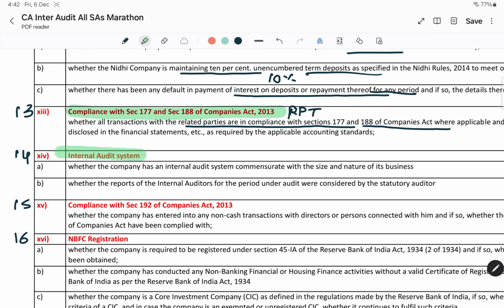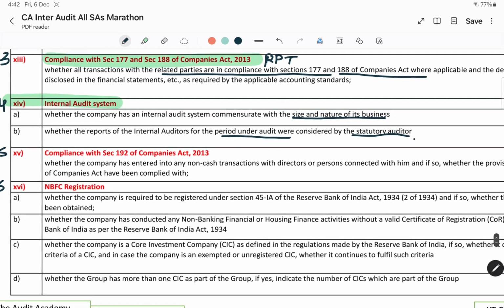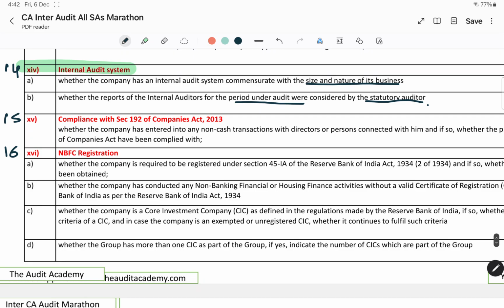Clause 14 of the CARO report, internal audit system. Whether the company has an internal audit system commensurate with the size and nature of its business, and whether the reports of the internal auditor for the period under audit were considered by the statutory auditor.